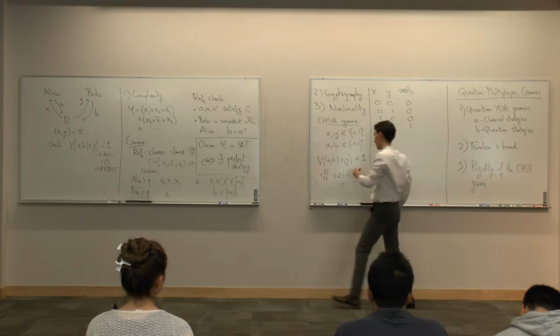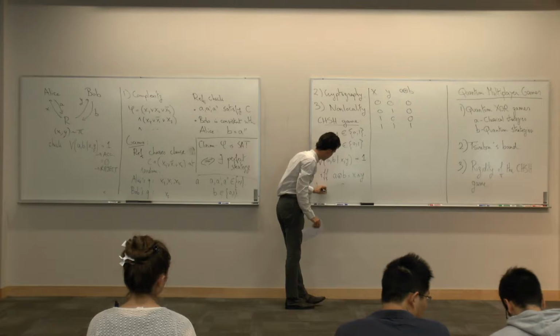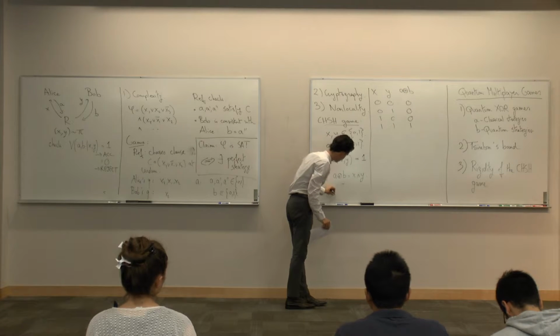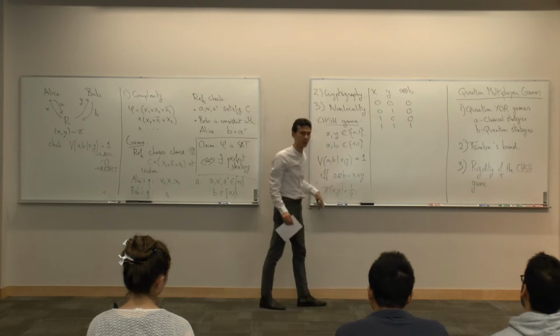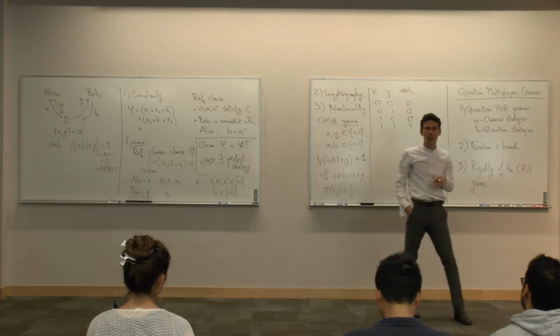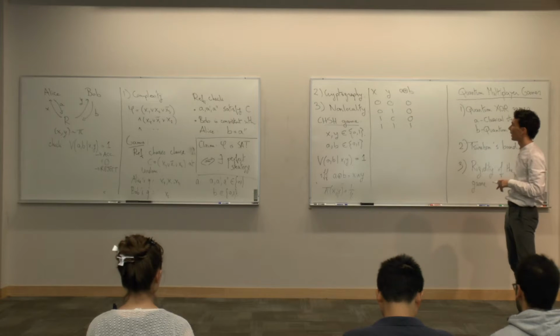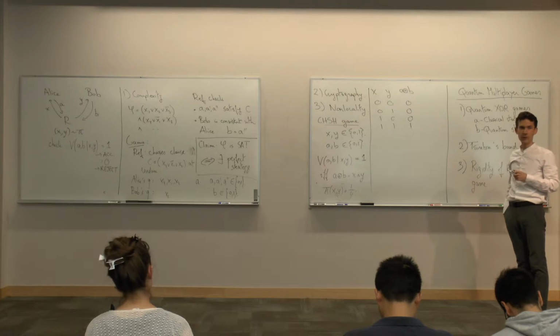So the probability that I choose a question x, y, which is this pi that I have over there, is a quarter for each x and y. And so the question is, what is the maximum success probability of the players in the game?